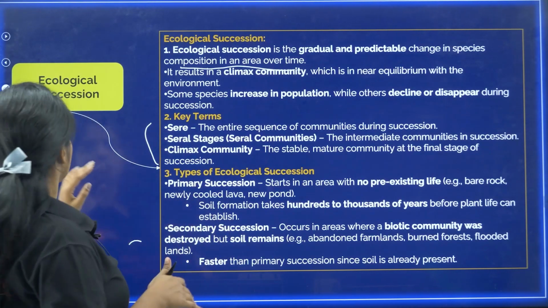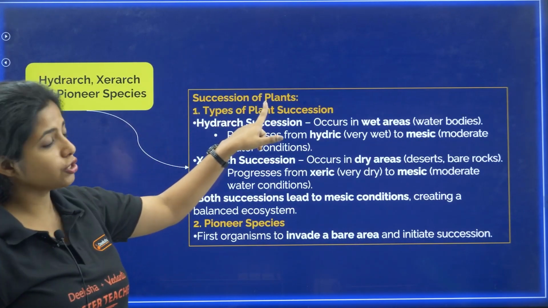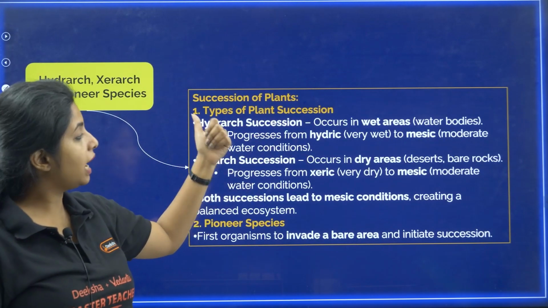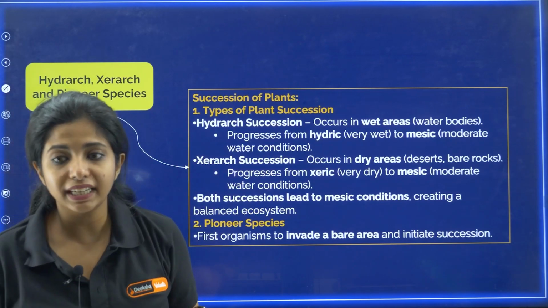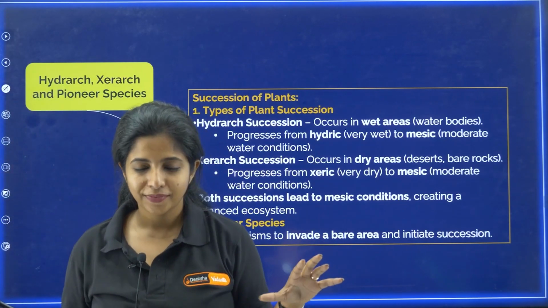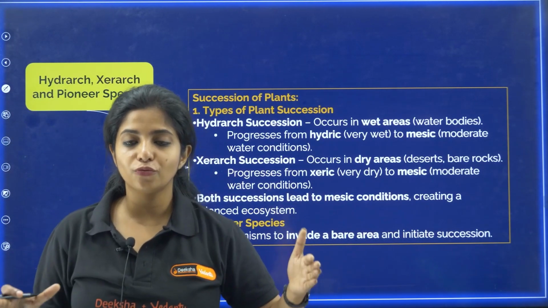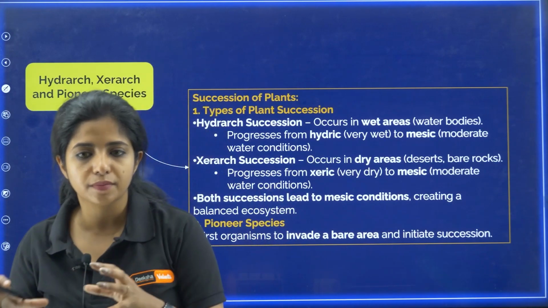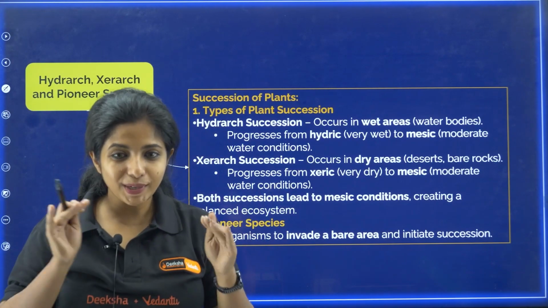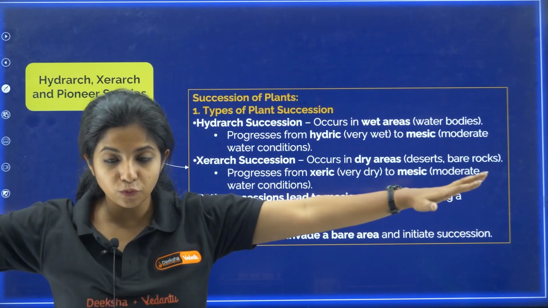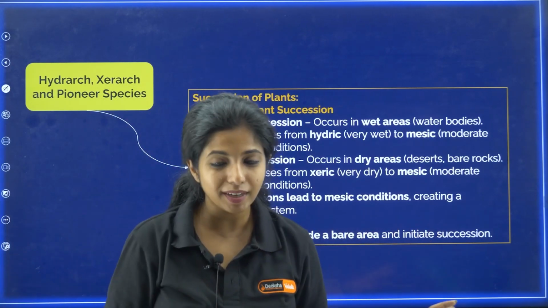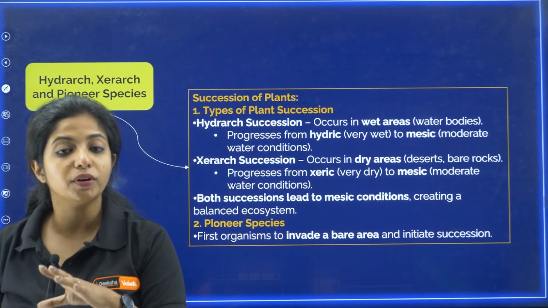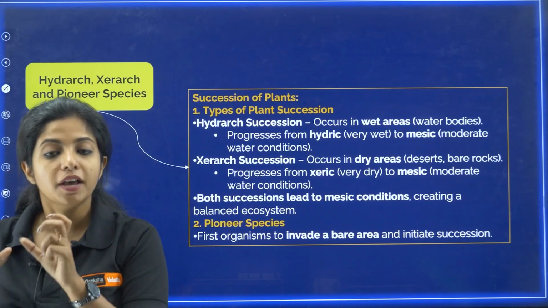Do we get it? Now, there are successions of plants. There are two. Okay, hydrarch succession and xerarch. Hydrarch means it occurs in wet areas, in water bodies. In water bodies, it progresses from what? Hydric, very wet, to mesic, moderate water condition. Slowly, changes are happening over here in water bodies such that they are changing from very wet condition to what? Moderate water condition. This is mesic condition.